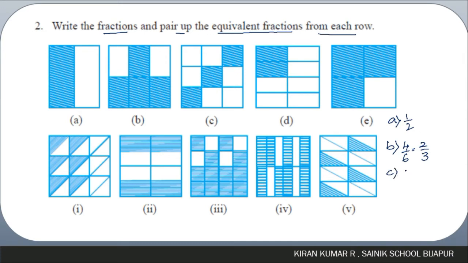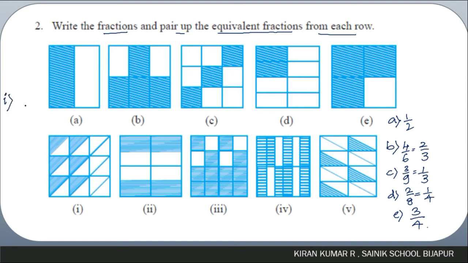In the third one, we have 3 parts shaded out of 9 parts. So it is 1 upon 3. In the D, we have 2 parts out of 8 parts shaded, so it is 1 by 4. In the E, we have 3 parts shaded out of 4 parts. This is about the first row. The second row, I'll mention it here.